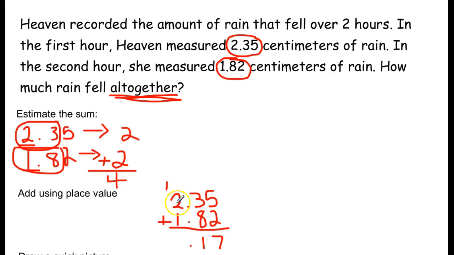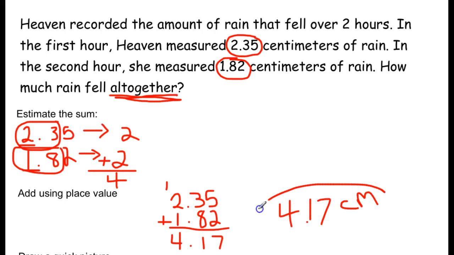Now we're looking at 2 plus 1, which is 3, but then we can't forget to add on our extra 1 here. So that means 4. So if I'm looking for how much rain fell altogether, I know that 4 and 17 hundredths of a centimeter fell altogether.